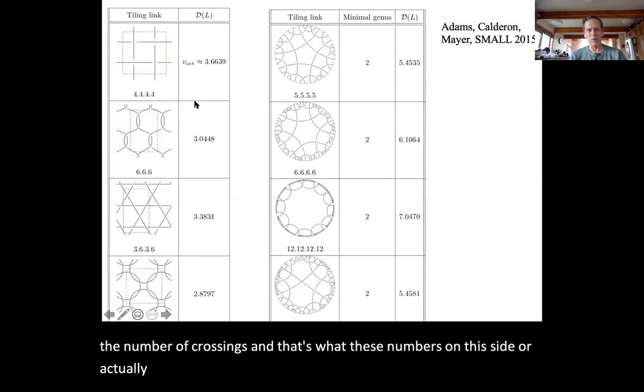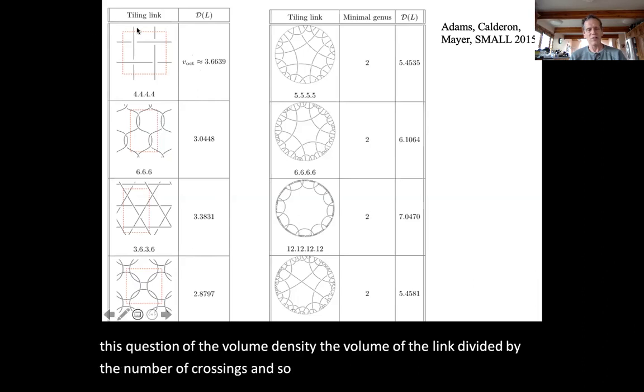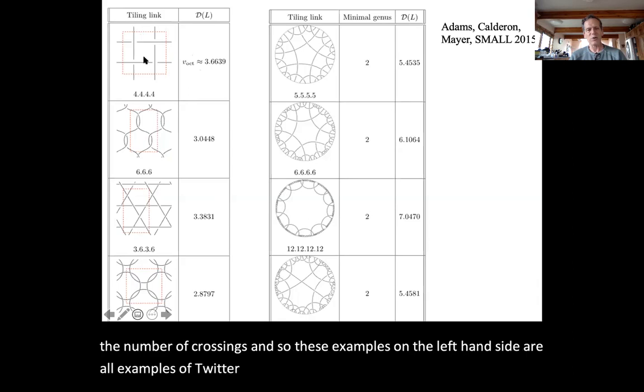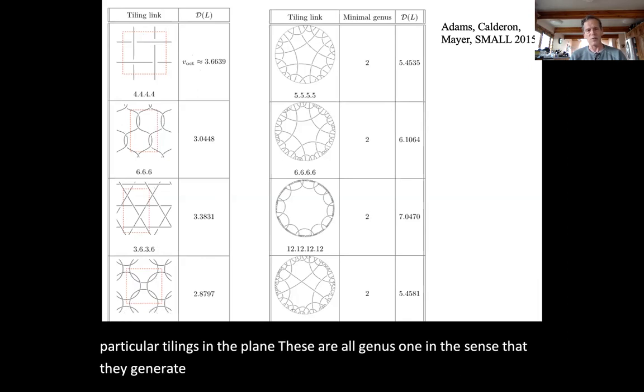So this was work where we were very interested in this question of the volume density, the volume of the link divided by the number of crossings. These examples on the left-hand side are all examples of what are called tiling links corresponding to these particular tilings in the plane. These are all genus 1 in the sense that they generate links living in a thickened torus.